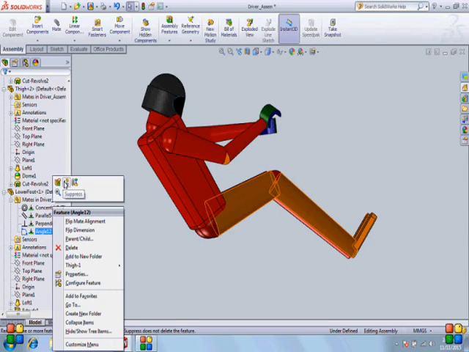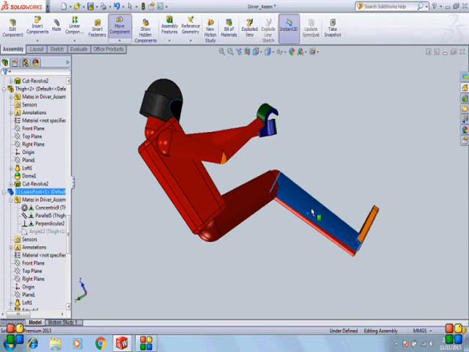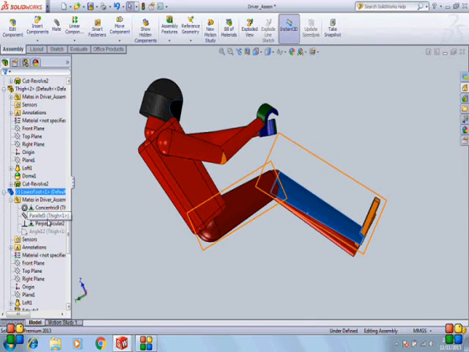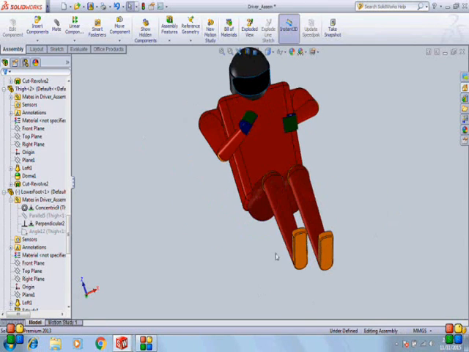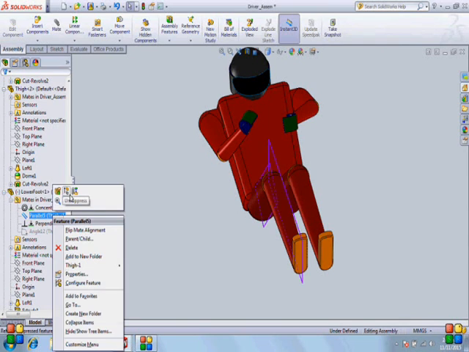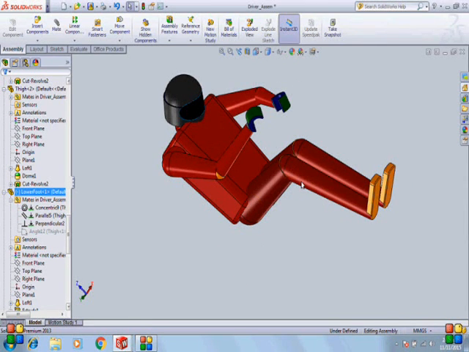So suppose I suppress this mate for a little while, then I can lift my leg up like this. Now suppose if these mates wouldn't have been there, then there would have been a problem. Suppose I suppress this mate, then I can do like this as well, but I don't need this movement. So I'll again unsuppress it. Right, so again I come back to the normal position.